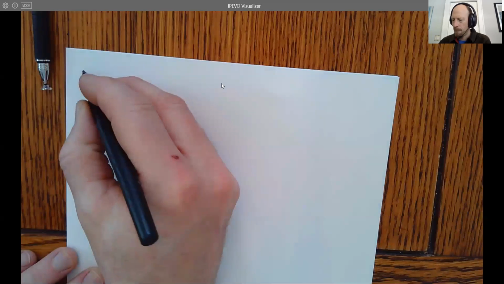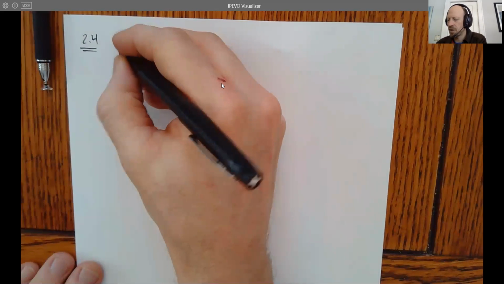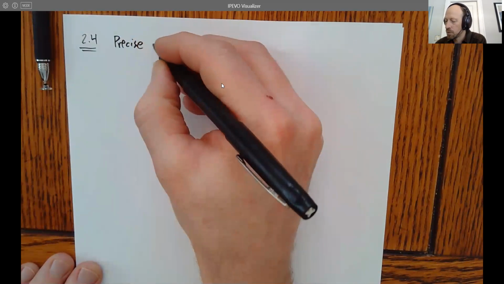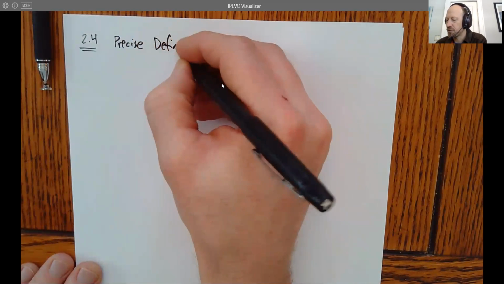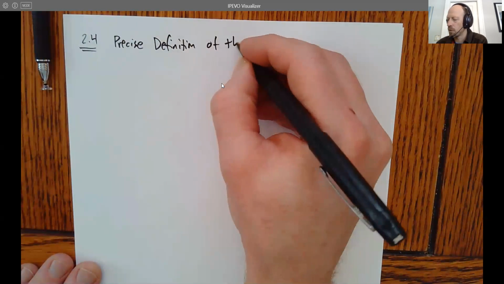All right, so it's fun. Section 2.4 is introducing something called the precise definition of the limit.